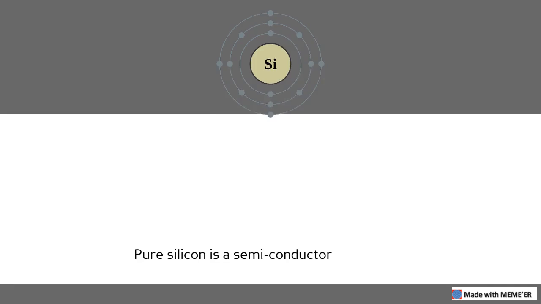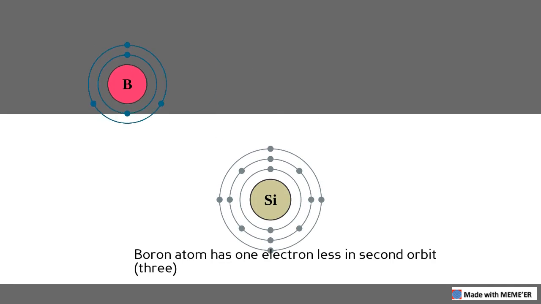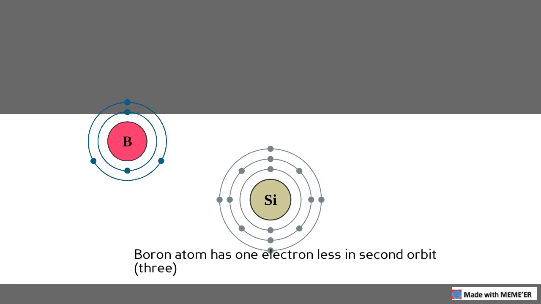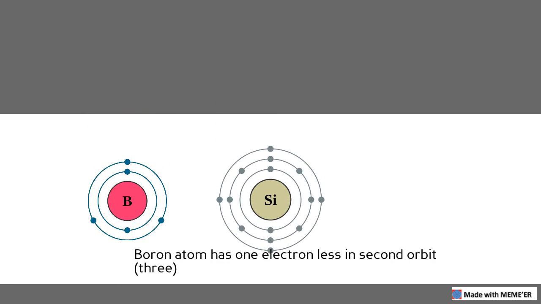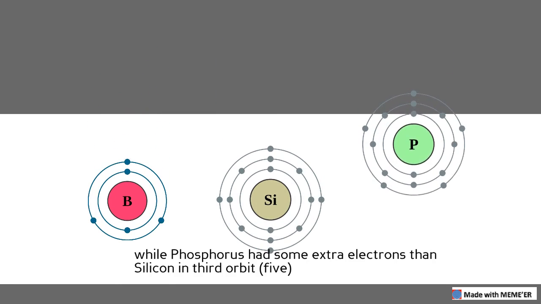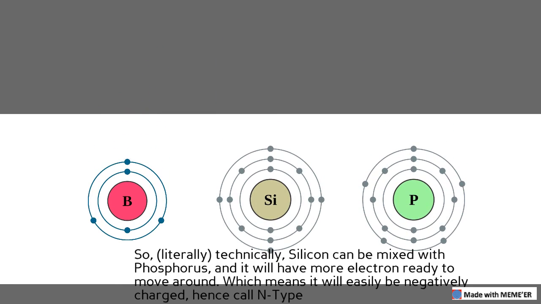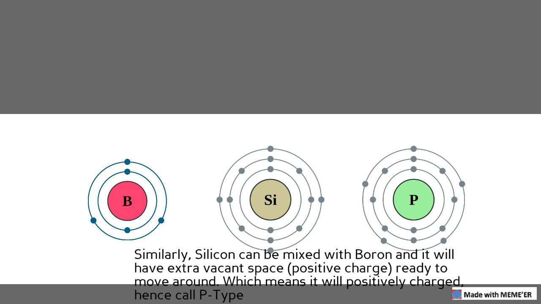Let's look closer. Pure silicon is a semiconductor. Boron has one electron less in its outer orbit, which is 3, while phosphorus has some extra electrons compared to silicon in its outer orbit, which is 5. So silicon can be mixed with phosphorus and it will have more electrons ready to move around, which means it will easily be negatively charged, hence called N-type.